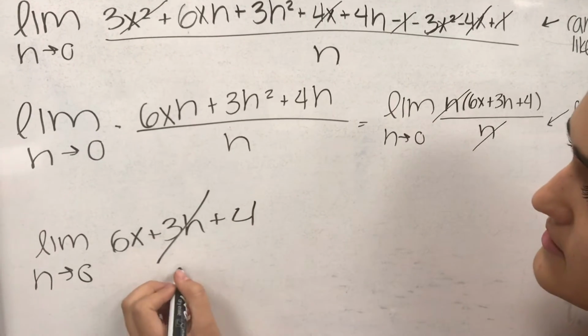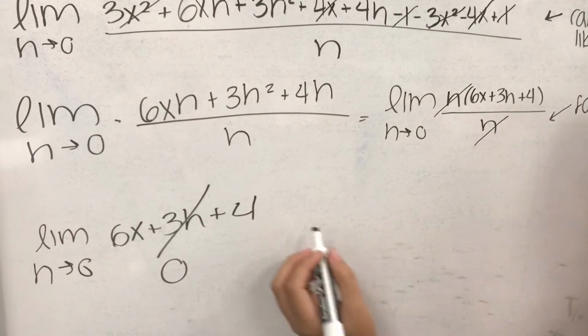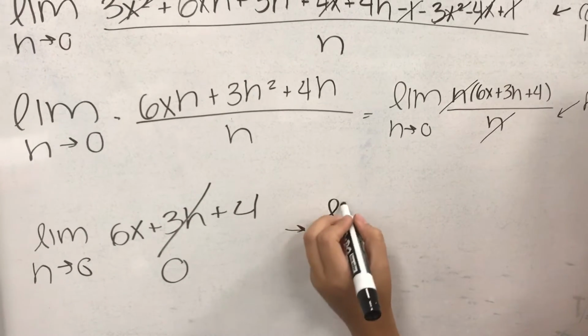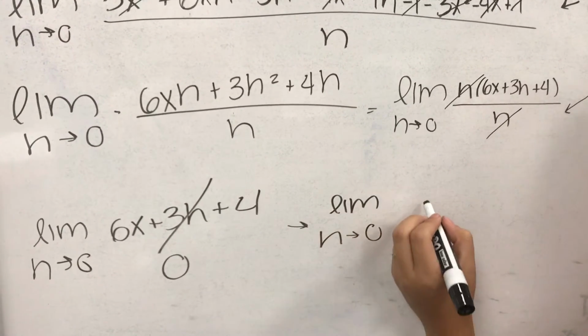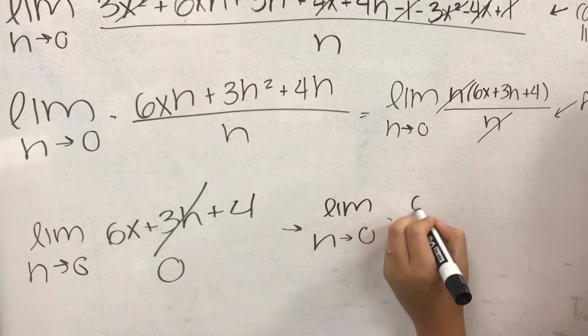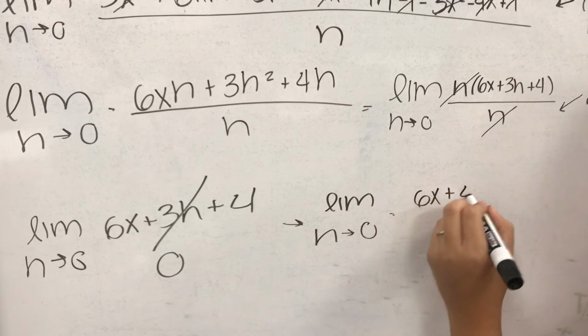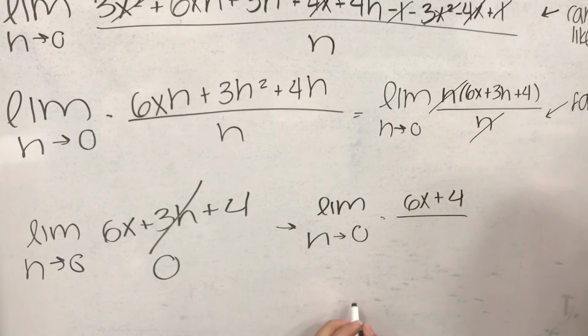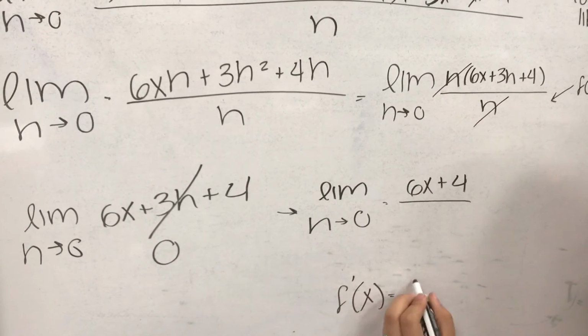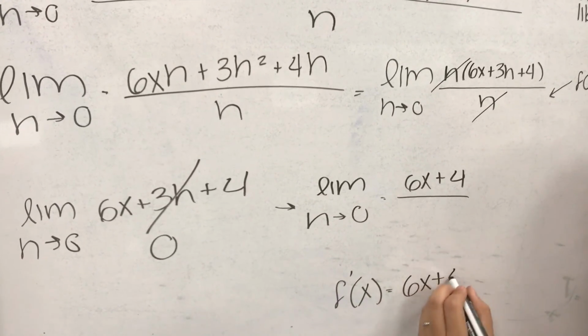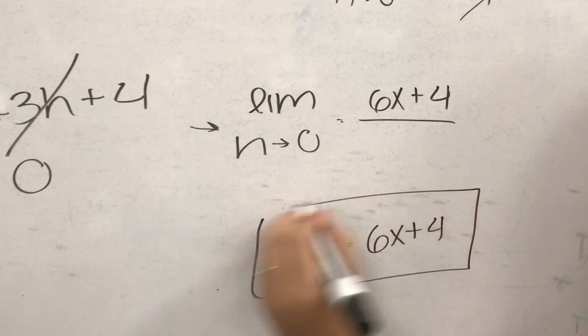Now you see that the h is approaching 0, so that cancels. Now you're left with 6x plus 4. And that's your final answer. Now you have to rewrite it as the derivative of the function of x equals 6x plus 4. And that's your final answer.